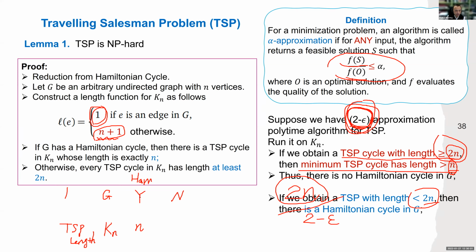Okay, well, so you see very clearly that if your G has a yes answer for Hamiltonian, then in Kn, the new graph, your TSP should have length N. And then if your G does not have a Hamiltonian cycle, then your TSP in the new graph should be at least 2n, right? Because you have to go through at least one edge with weight n plus 1, right?